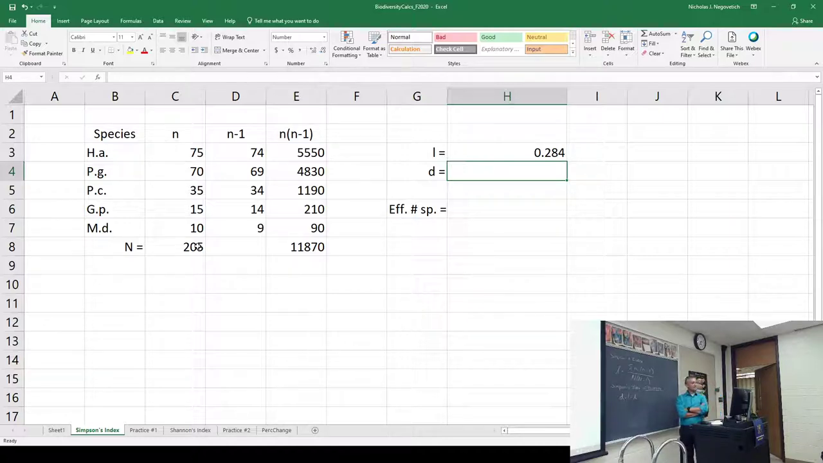Now, you might see this equation as just doing n squared and big N squared, ignoring that n minus 1. I don't really like it, especially when you have Excel. It's easy to actually do the exact equation, calculate the exact probability. But if you're doing it by hand, you can just do the squares.